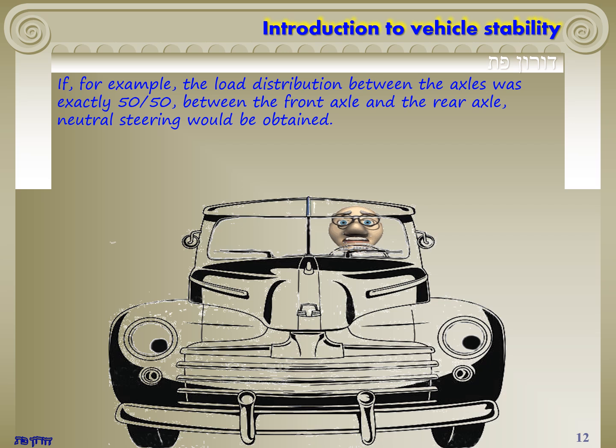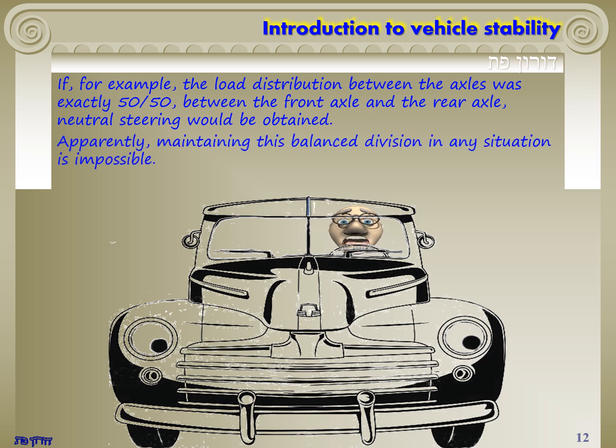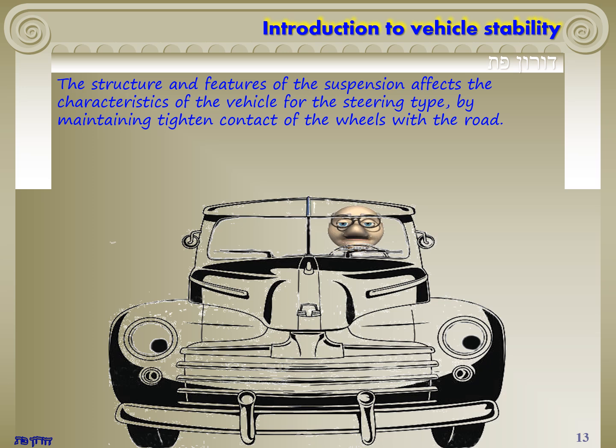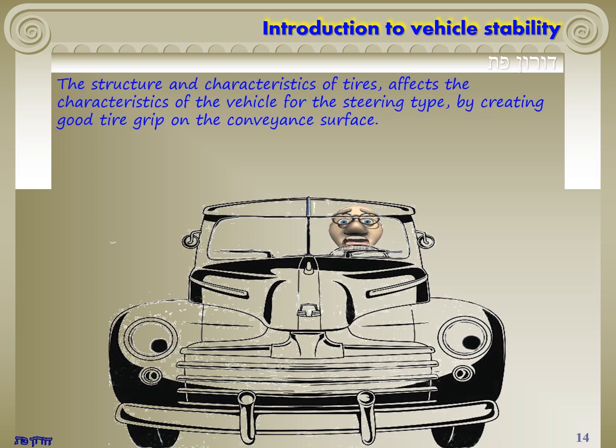If, for example, the load distribution between the axles was exactly 50-50 between the front axle and the rear axle, neutral steering would be obtained. Apparently, maintaining this balanced division in any situation is quite impossible. The structure and features of the suspension affect the steering characteristics of the vehicle by maintaining tight contact of the wheels with the road. The structure and characteristics of tires affect the steering characteristics of the vehicle by creating good tire grip on the road surface.